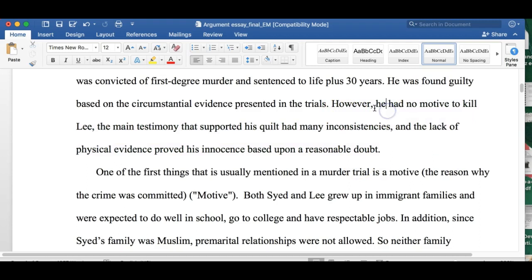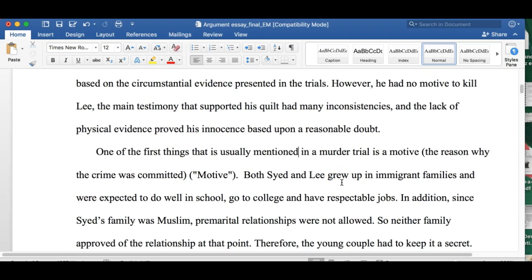The first prong here is that Adnan did not have a motive to kill Lee, right? The second prong is that the main testimony that supported his guilt had many inconsistencies. And then you had the lack of physical evidence proving his innocence based on reasonable doubt. So we have no motive. We have the main testimony, pretty much Jay, but she didn't mention Jay in the thesis, what proved his guilt had many inconsistencies, and the lack of physical evidence proved his innocence beyond a reasonable doubt. So we have three good reasons.